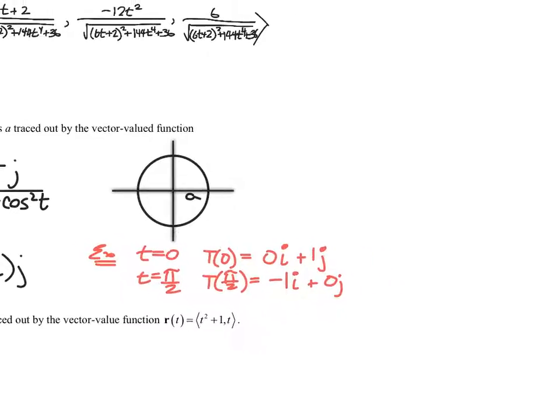Now, if I were to just plot these on an ordinary xy axis, vector 0, 1 would be right here. Here's 0, 1. And here is negative 1, 0.